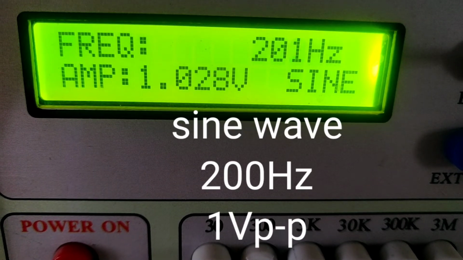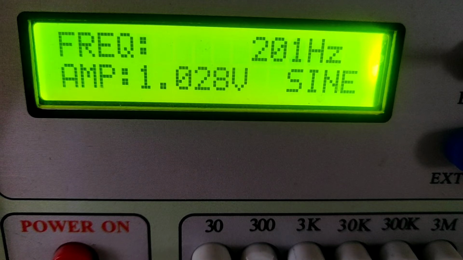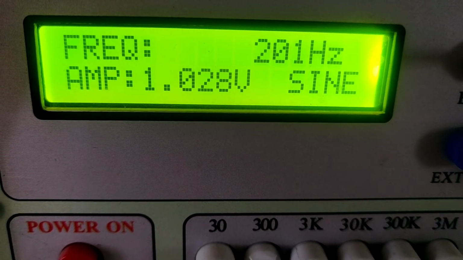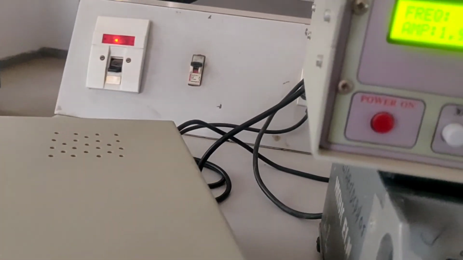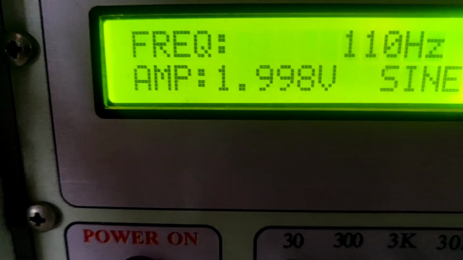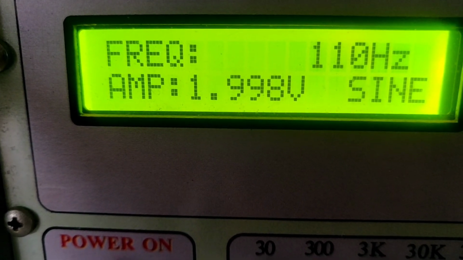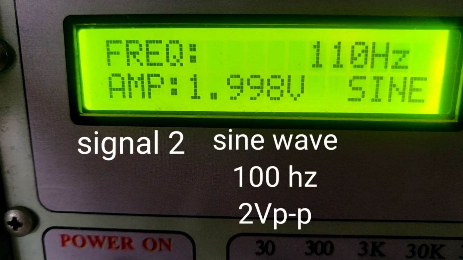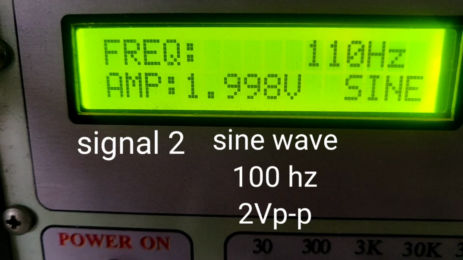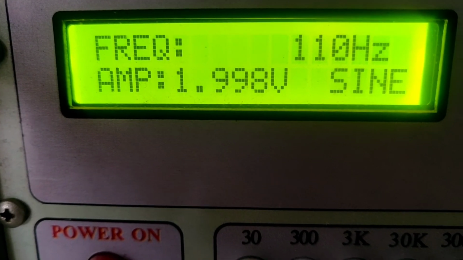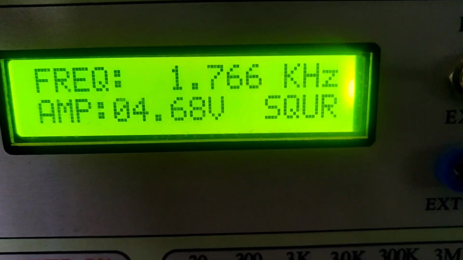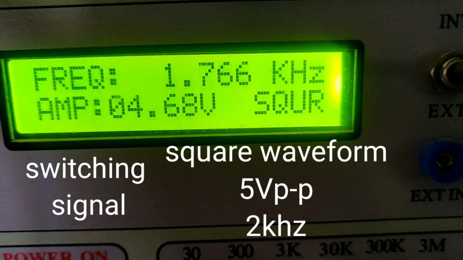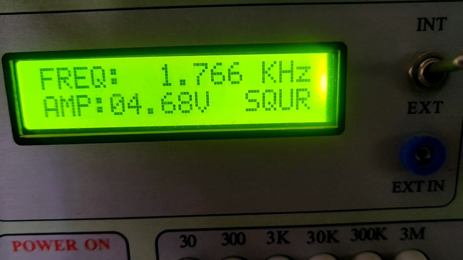One signal 1, a sine wave of 200 Hz, 1 volt peak to peak, and the second signal is also a sine wave, and we consider here a sine wave 100 Hz, 2 volts peak to peak. There is no rule that you have to give only sine wave. You can give different types of waveforms, and a switching signal of 2 kilohertz and 5 volts peak to peak we have to give here.